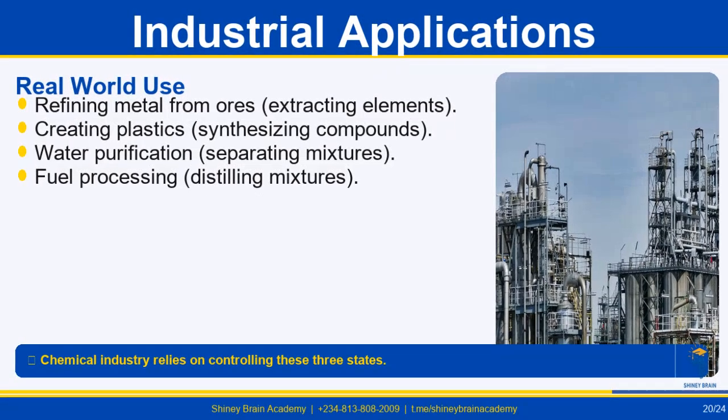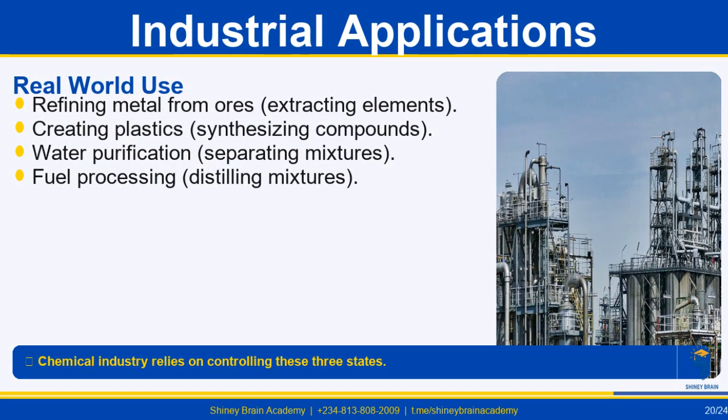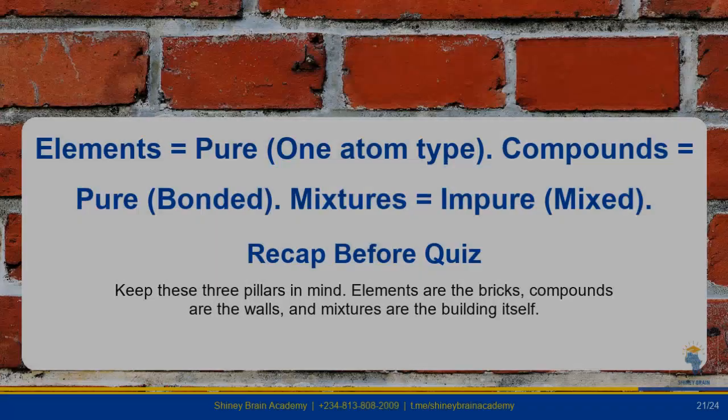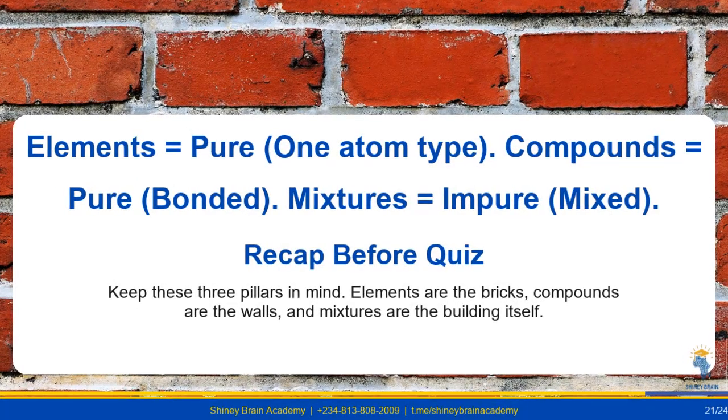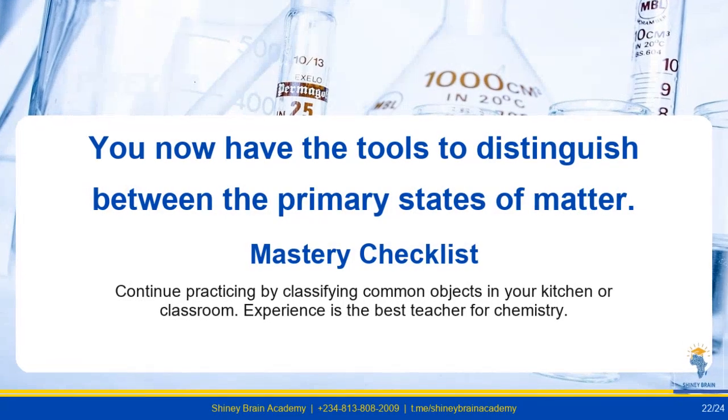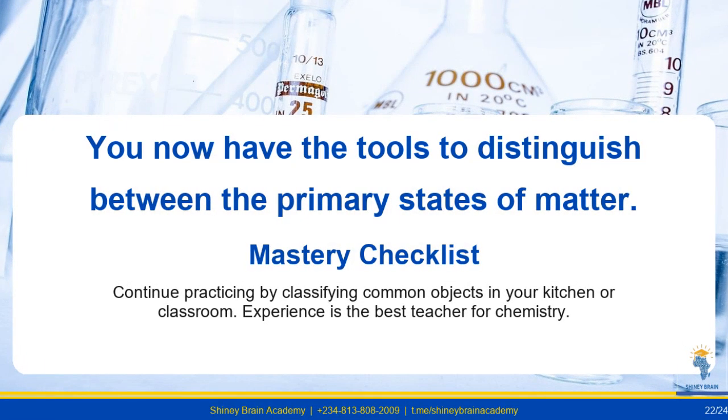Industries depend on our ability to separate mixtures and synthesize compounds. It's the basis of our modern economy. Let's review. Elements are simple, compounds are organized and bonded, and mixtures are flexible. That is the core of our lesson today. You have done well today. You understand the difference between pure elements, chemically locked compounds, and physical mixtures.